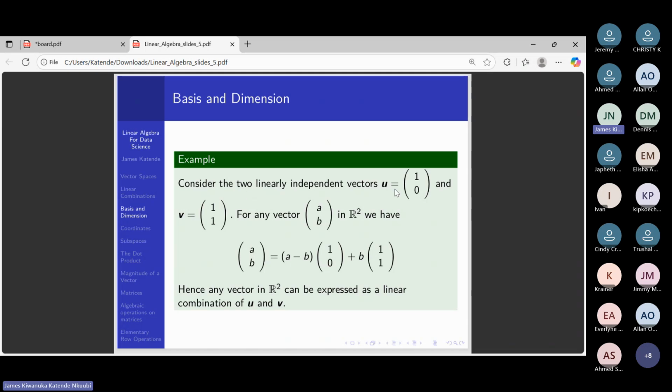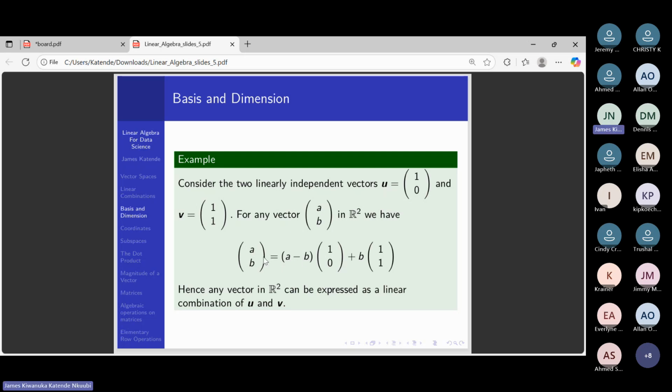Let's look for a second at a different pair of vectors in R2. Previously, we saw the standard basis consisting of (1, 0) and (0, 1). Now let's pick another pair of linearly independent vectors in R2. In this case, we'll pick (1, 0) and (1, 1). Then we pick an arbitrary vector in R2 with the entries A, B.